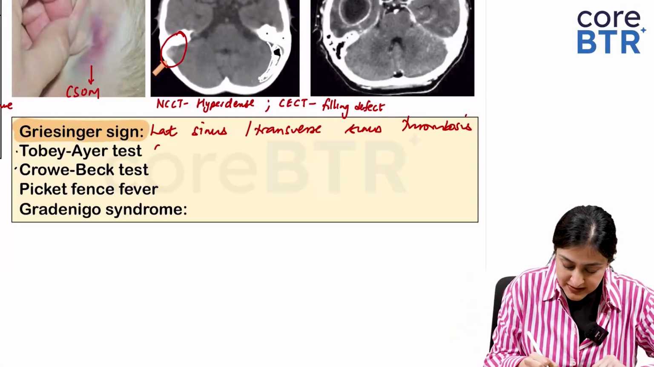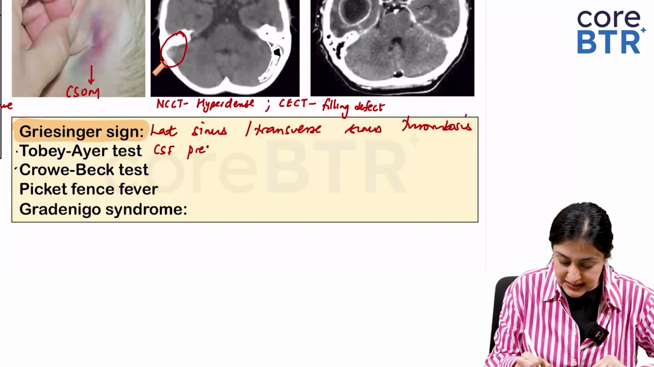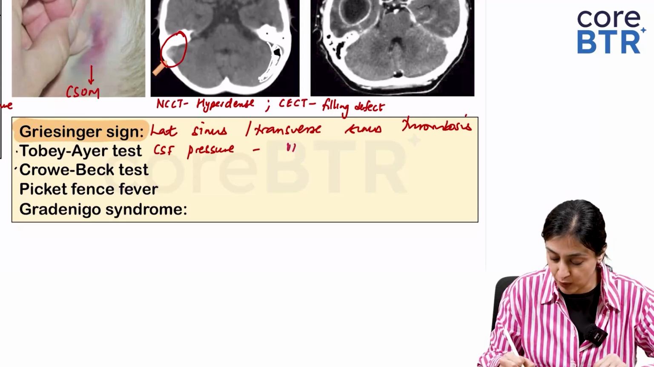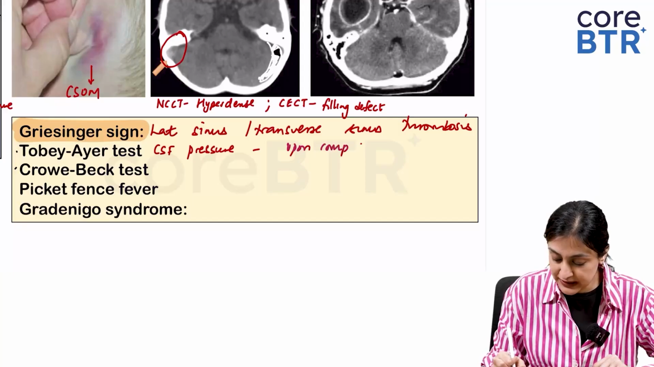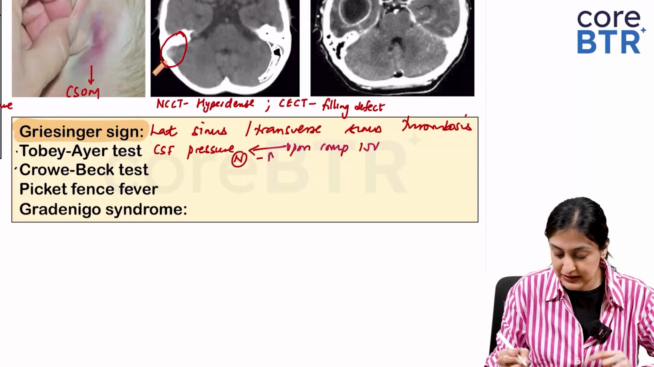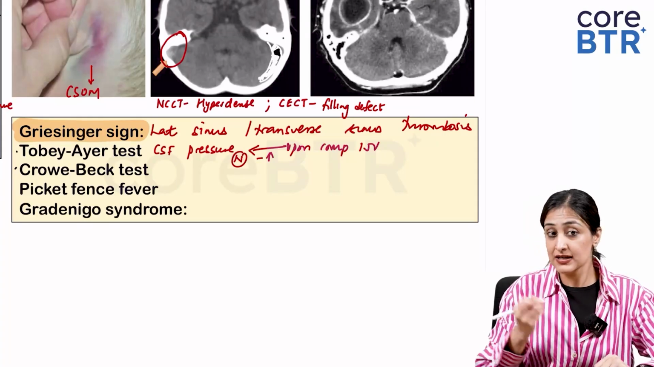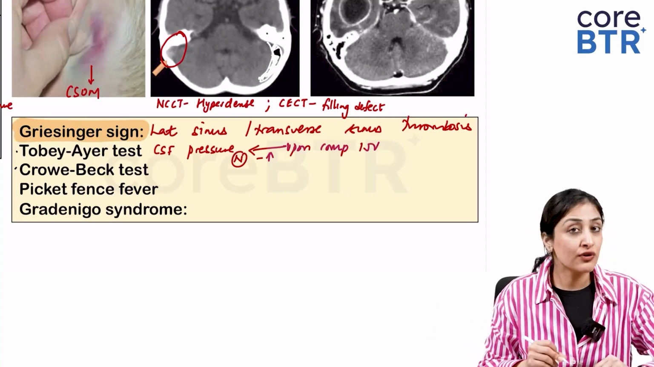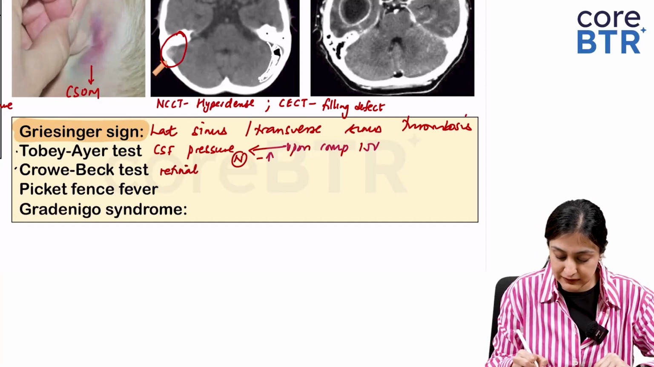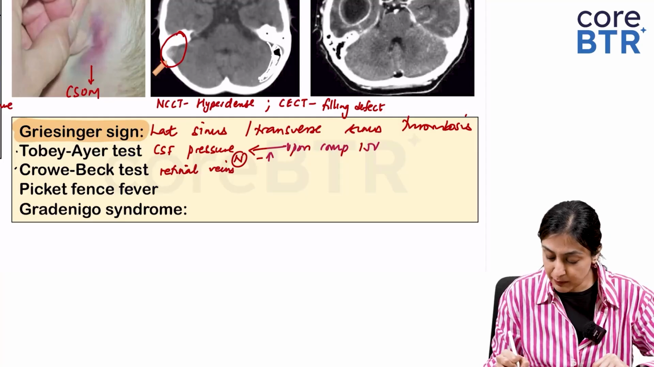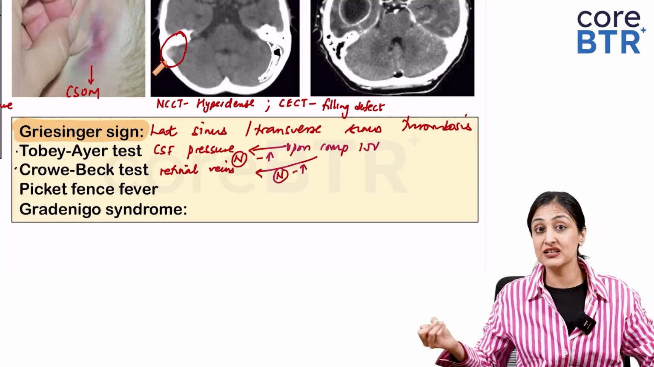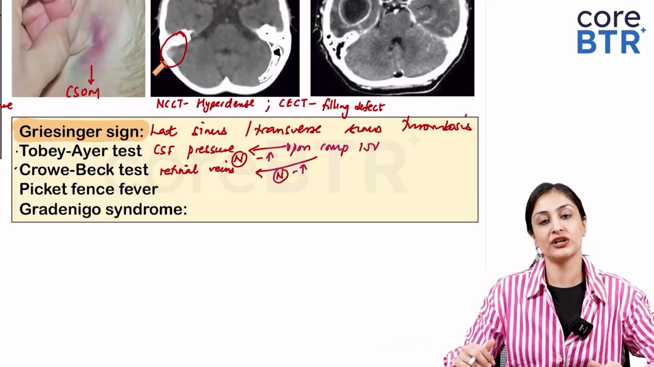So Tobey-Ayer is an invasive test where I measure the CSF pressure. Upon compressing the IJV, normally pressure should have increased. Here it will not increase. Crowe-Beck test was done by an ophthalmologist, let's assume. So he is doing a fundoscopy and looking at retinal veins. He will see that upon compressing the IJV, normally the retinal veins should increase in size. They become engorged, but not here.